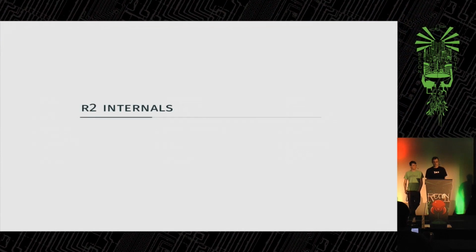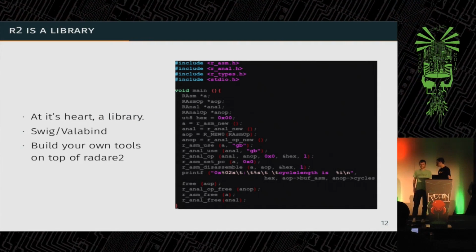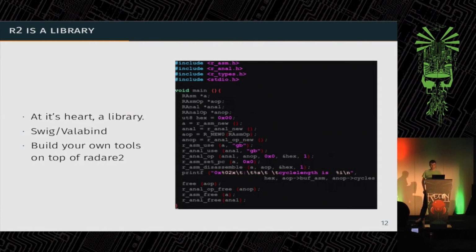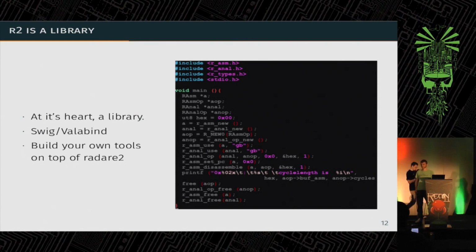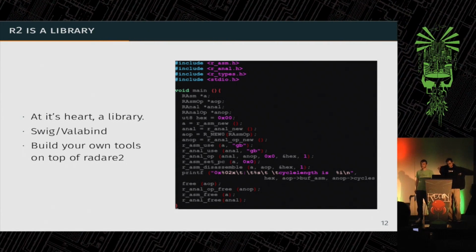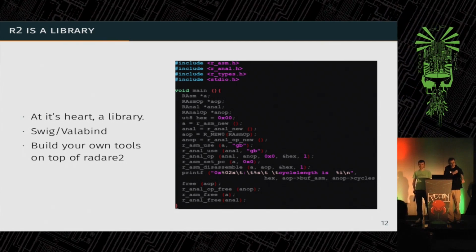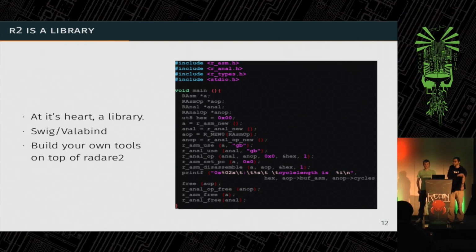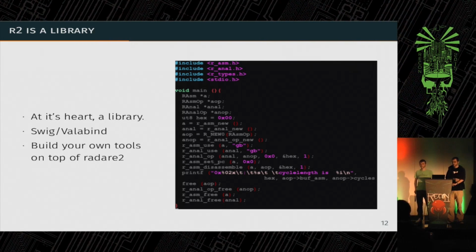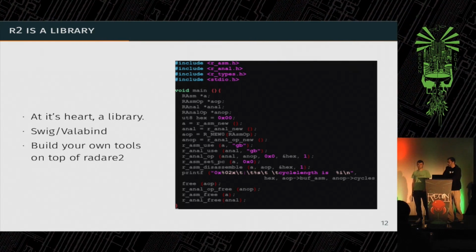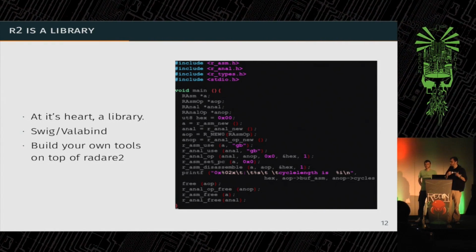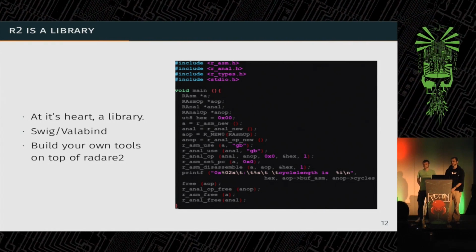More about Radare2 internals. At its heart, R2 is generally exposing itself as a library. So you can write C, you can write anything and hook into the R2 shared objects. We also have Swig and Valabind, so you can use it directly from Python, Ruby, Vala, a few other languages. So it's generally pretty easy to build your own tools on top of R2. So you can reuse analysis features, disassembler features, things like this.